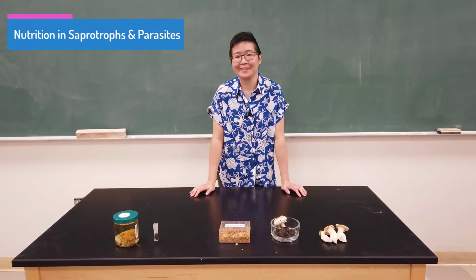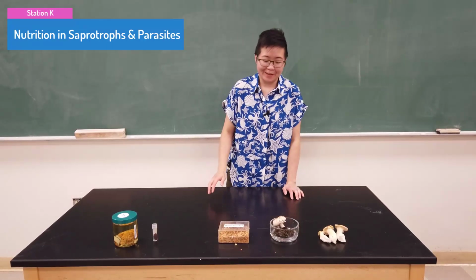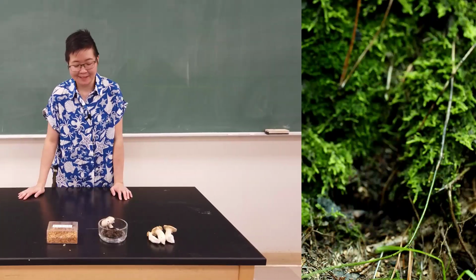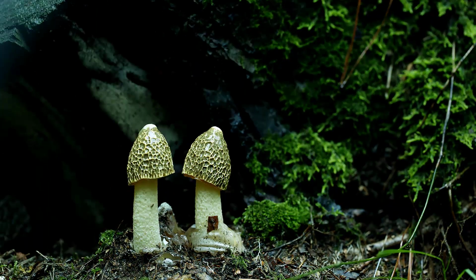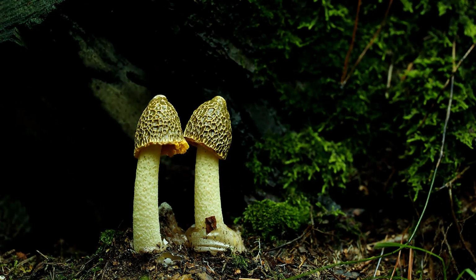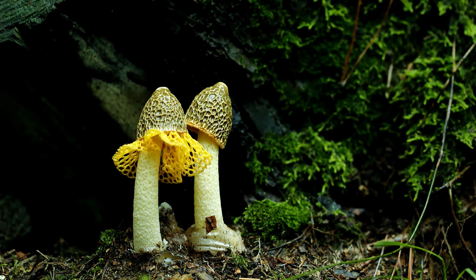Station K is about the fungus among us. In particular, today we're going to be talking about saprotrophs and parasites. Let's start with saprotrophs. Saprotrophs are organisms that feed on other decaying organisms. We'll be using mushrooms as an example.